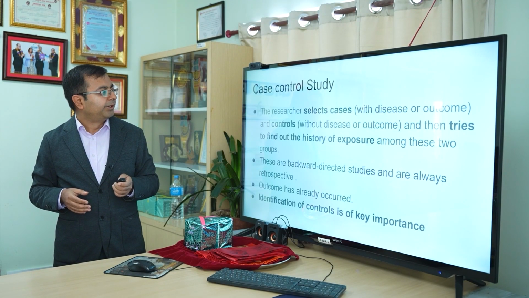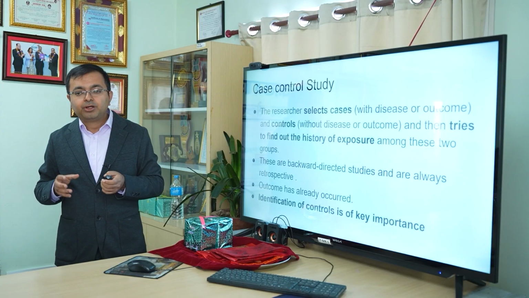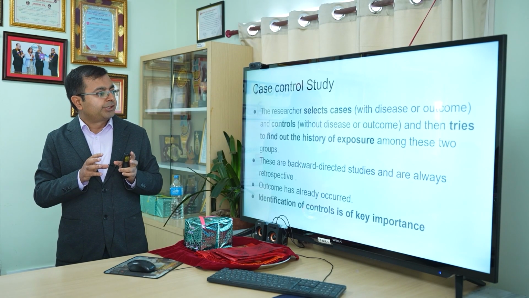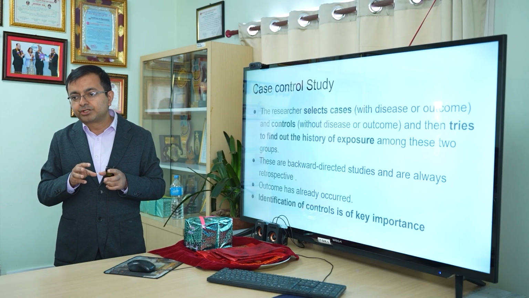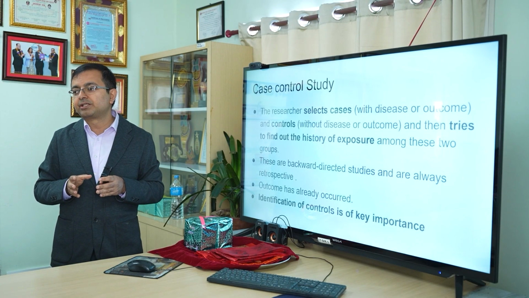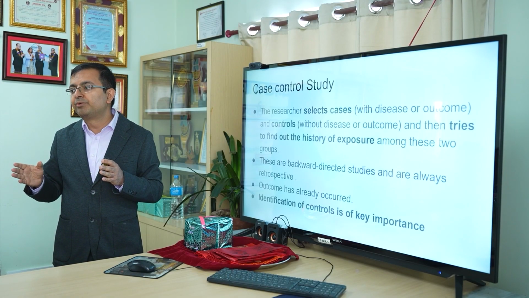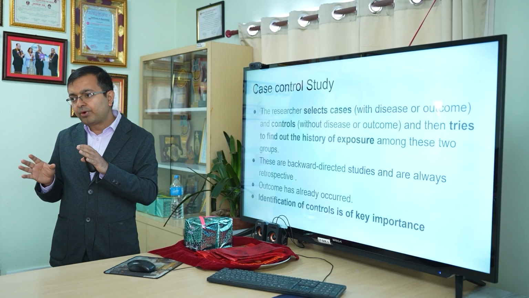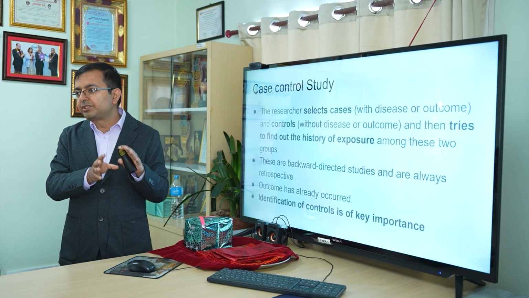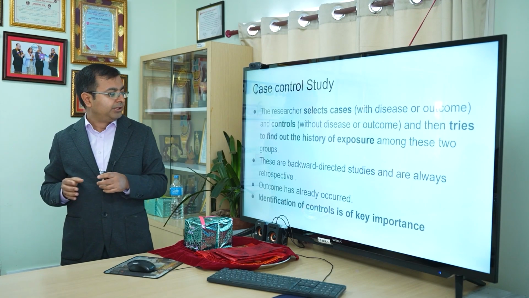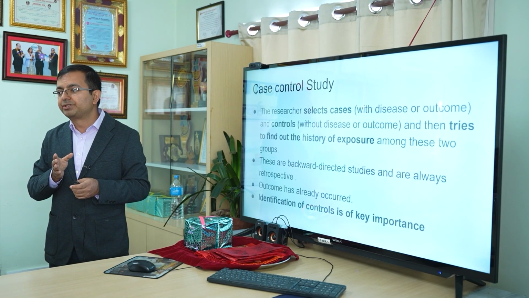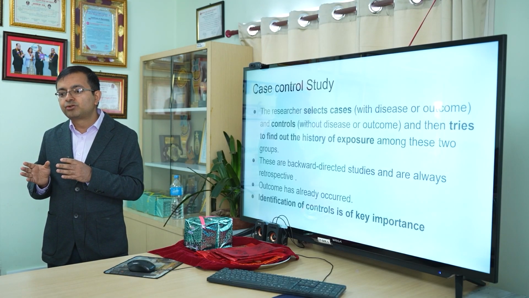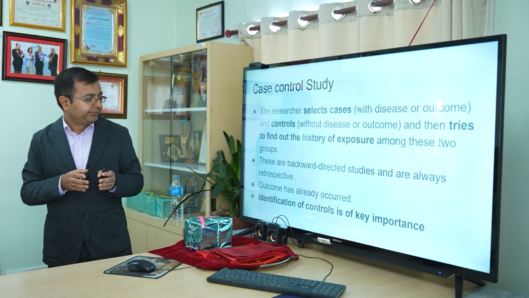For example, in a case control study, the researcher selects a certain case, someone who has a disease or certain outcome, and tries to find similar patients, like similar age and so many different variables he may have chosen. He tries to see what is the difference between the group which has the disease and the group which does not. So these are backward directed studies. The patient already has the outcome and the researcher is trying to go back and find what is causing it.